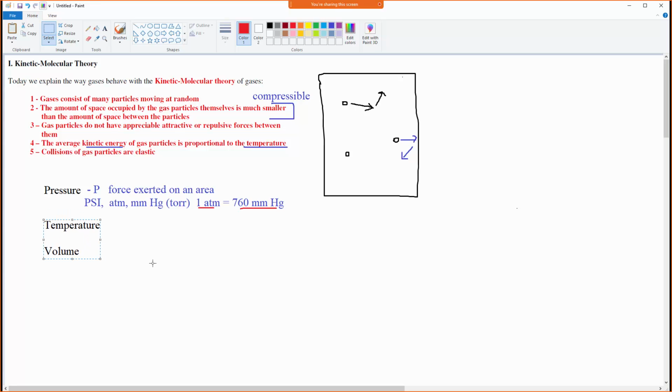Pressure is an important measurement for gases because gases exert pressure on the surface of the containers that they're in. So the mmHg actually means millimeters of mercury. Good question, Zach. Also known as torr, yeah.